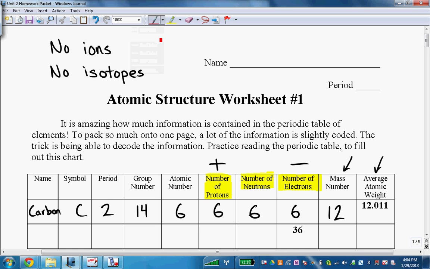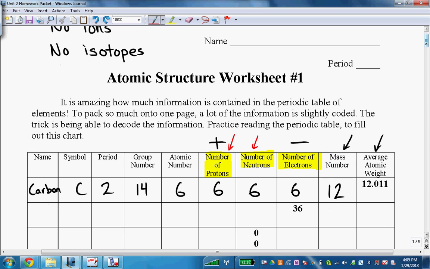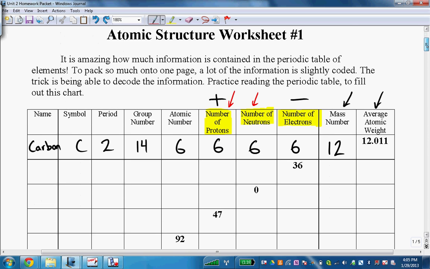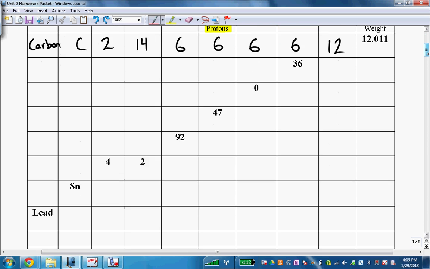Now, don't fall into the trap here. This happens about half the time that these 2 columns, protons and neutrons, are the same, but it's just a coincidence. They don't have to be the same. Just tends to happen a lot. The real way that we got this was that protons plus neutrons had to add up to the mass number. With that information, guys, I want you to see if you can fill out the rest of this worksheet.